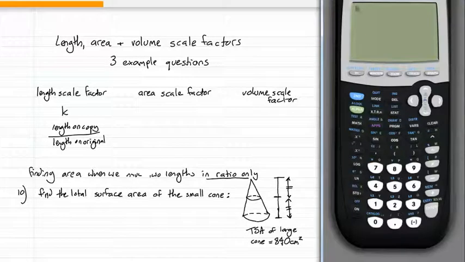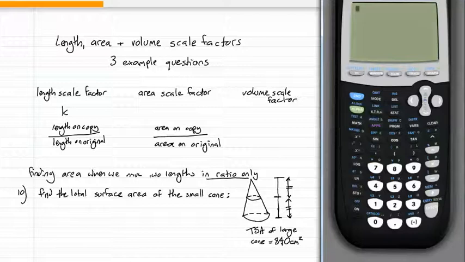The area scale factor we can get in 2 different ways. We can get it by dividing an area on the copy. Now that's area or surface area, it doesn't matter, divided by an area on the original. So that dividing out 2 areas will give me the area scale factor.